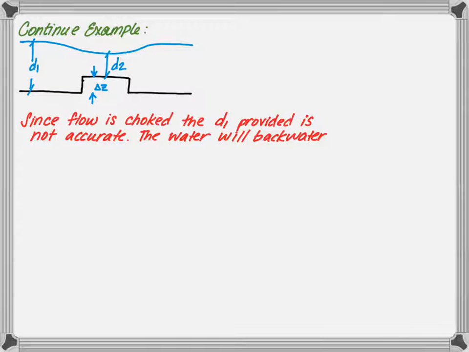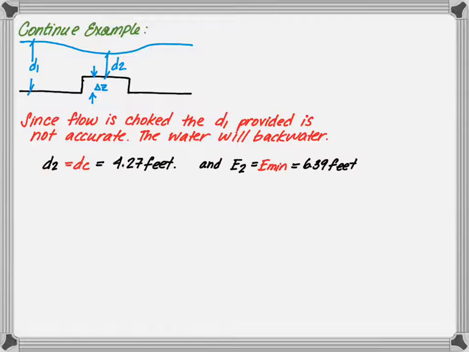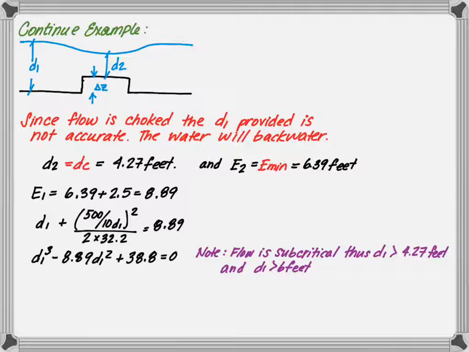So to continue, since the flow is choked, the D1 provided is not accurate and the water will back up. So we are going to set D2 equal to DC, which is 4.27 feet. And the energy at point 2 will be equal to the minimum energy, which is 6.39 feet. We now solve for E1 as the energy at point 2 plus the step height, 6.39 plus 2.5. This gives us an energy at point 1 of 8.89.